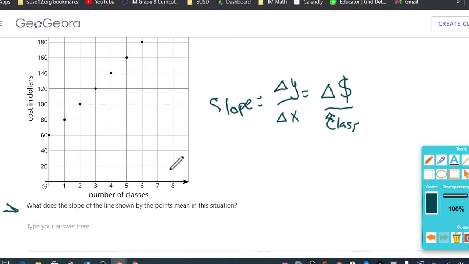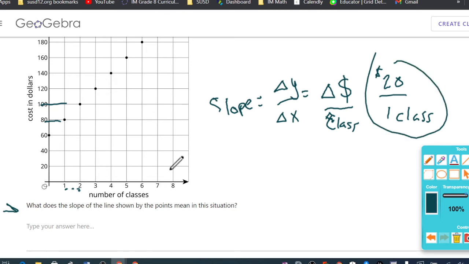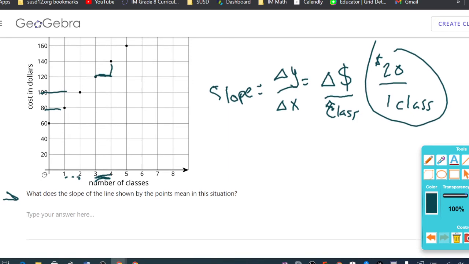So if you go from 1 to 2, that's one class. That's $80 to $100 on the y-axis. So that's an increase of $20. And then look at the units, that would be one class, because I went from 1 to 2. So that shows you the price per class, $20 per class. Look, if you go from 3 to 4, that's going up by one class. 3 to 4 here is an increase of $20 per class. Okay, type in your answer.